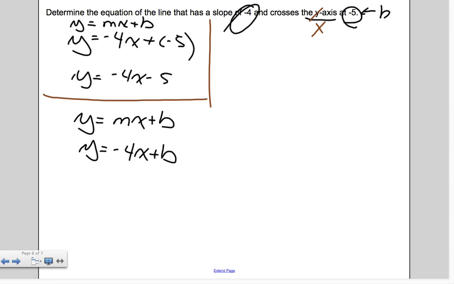Well, what information are we given? I gave you the slope. I gave you something else. A point. So what is that point? What on the x-axis? What's that point?